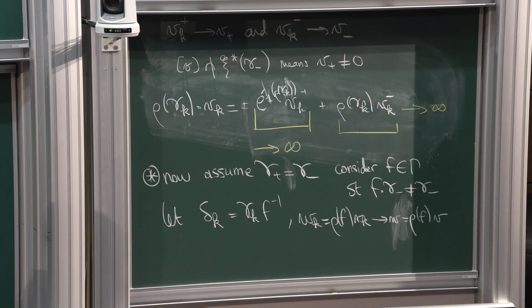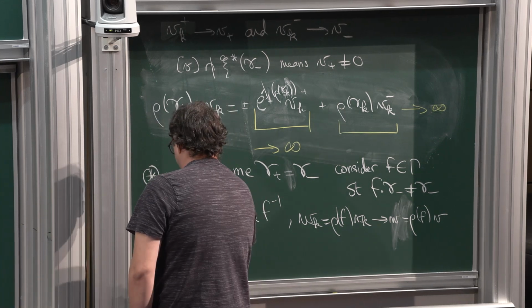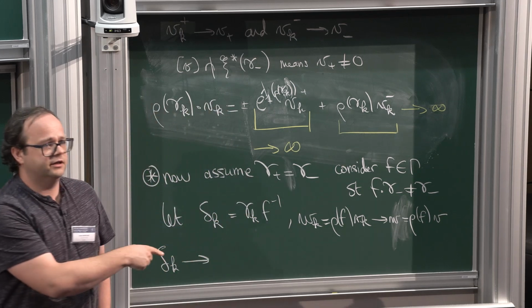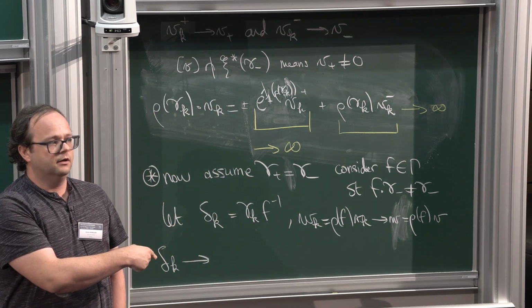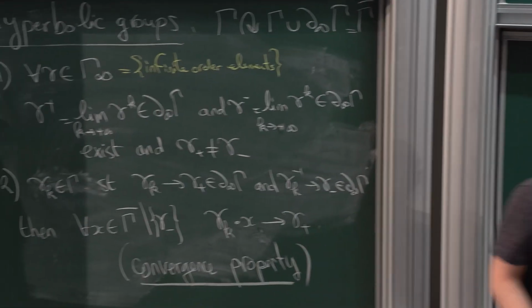Okay. And now we just have to check that these satisfy everything for the first case, right? So what is delta k converging to? Well, it's gamma k acting on something in gamma. And this f inverse is not in the boundary of gamma, so it's not gamma minus. So gamma k acting on f inverse, sorry, is converging to gamma plus, right?